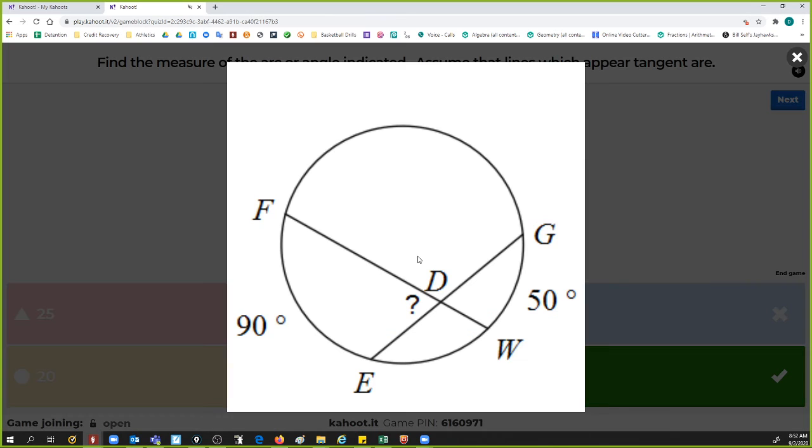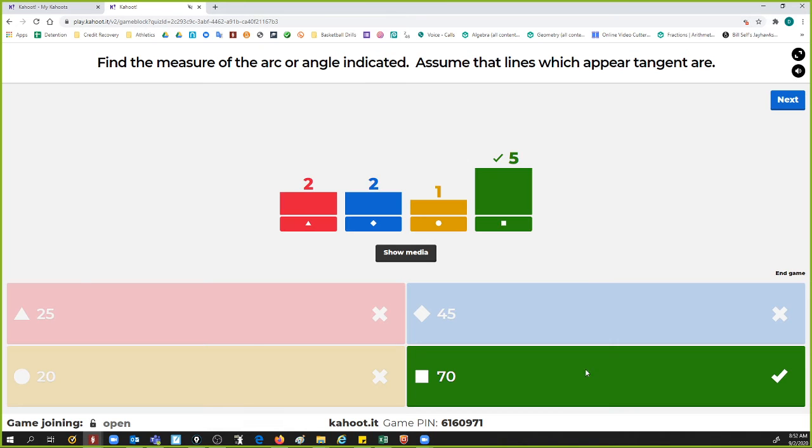Okay, pretty good. All you have to do here is find the average. 50 plus 90 and then divide by 2. That gives you 70.